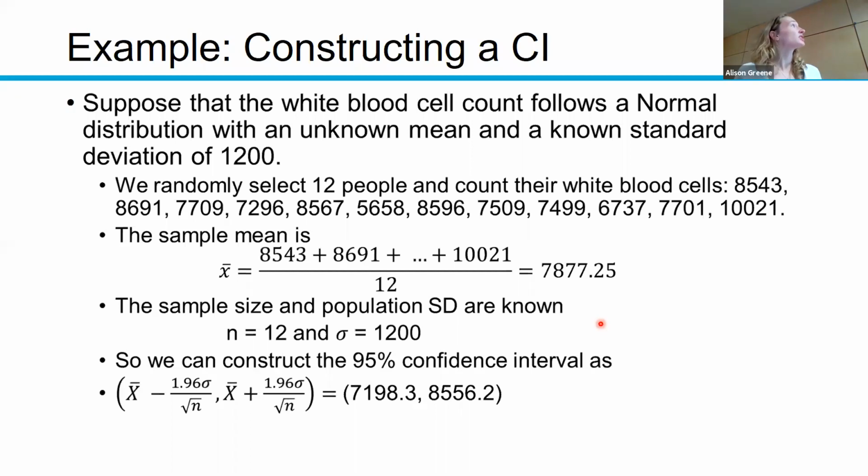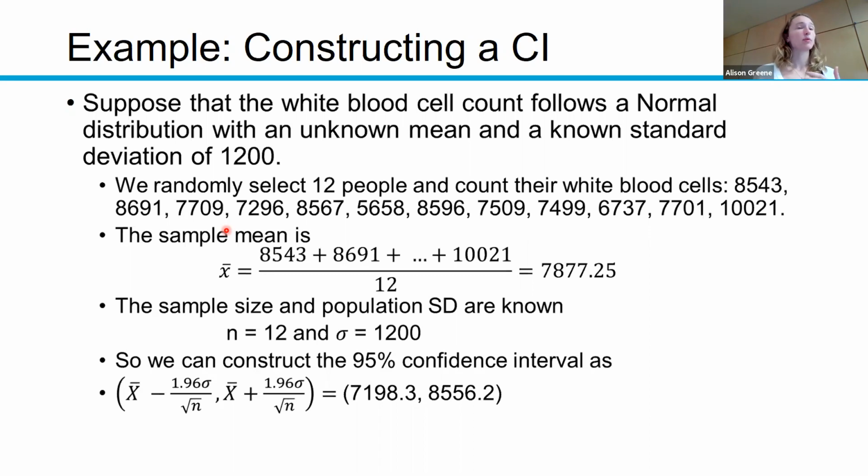Okay, so we're going to go through an example of constructing a confidence interval for the mean. So we know, say, that white blood cell count follows a normal distribution with an unknown mean and a known standard deviation of 1200. So we know, through some way, that the truth in the population is 1200. Then we randomly select 12 people and count their white blood cells, and we get these 12 observations. The first thing we do is just calculate the sample mean, 7877.25. That's our point estimate, right?